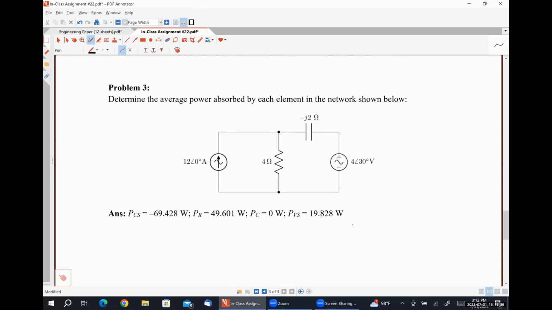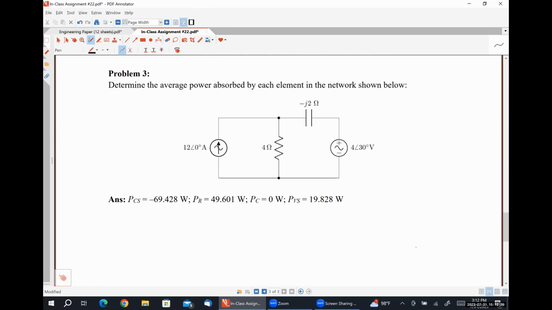For our last problem here, we are asked to determine the average power absorbed by each element in this network. We are already given the network in the frequency domain, so we don't really need to do a whole heck of a lot of, or literally any transformation here, converting from the time domain into the frequency domain. We simply need to do our frequency domain circuit analysis. Okay. So let me look at this guy really quickly here.